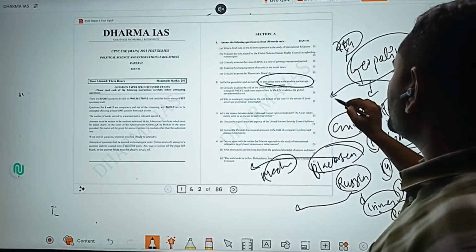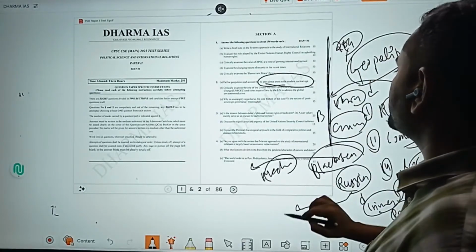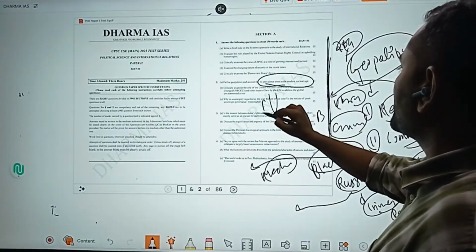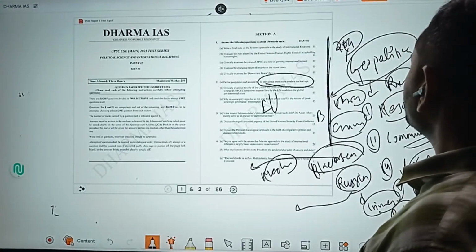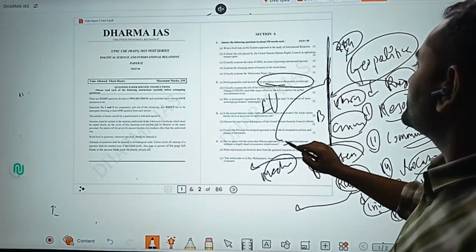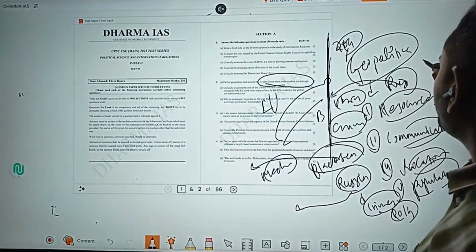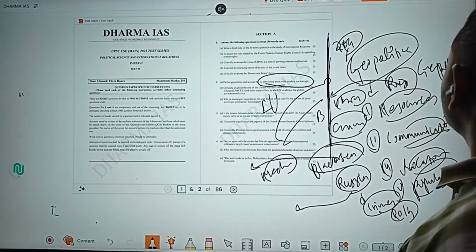Again, Russia invaded Ukraine because Ukraine is considered a buffer state between Europe and Russia. Russia is not happy with Ukraine's membership in NATO. So that's why Russia invaded Ukraine. That is geopolitics once again.